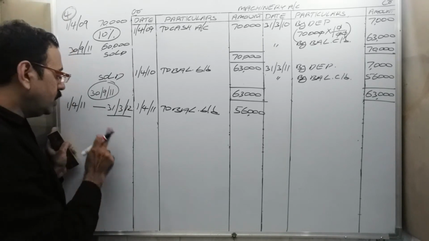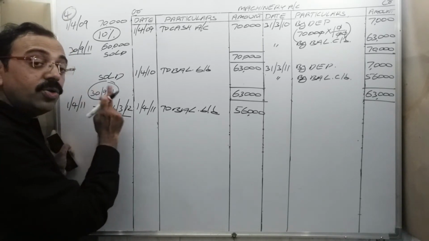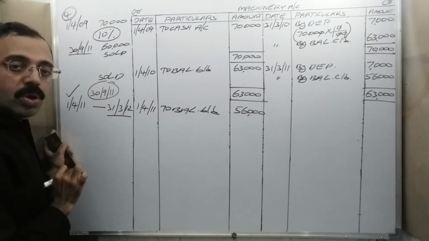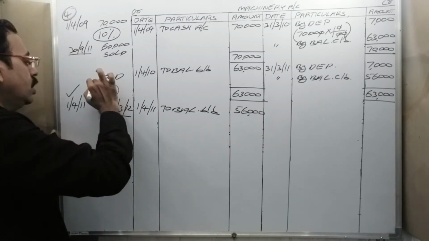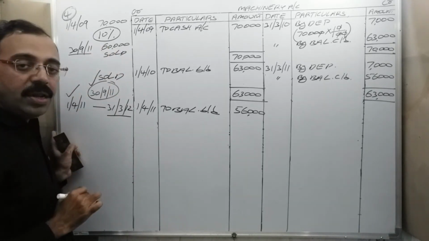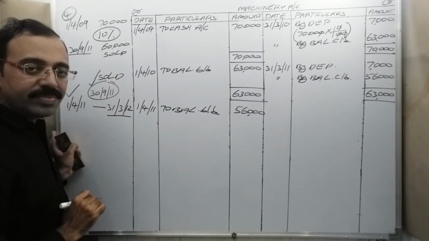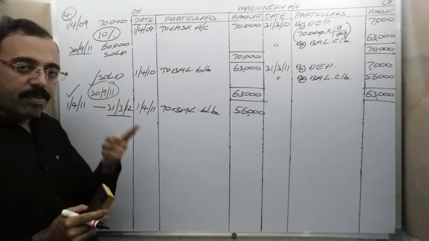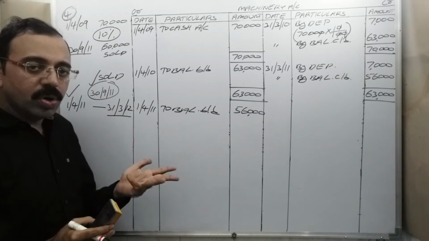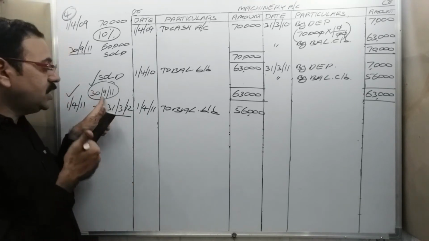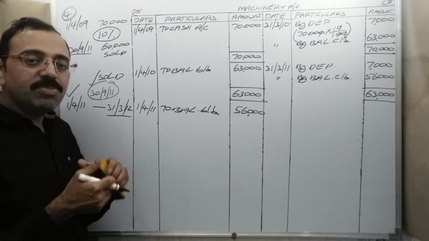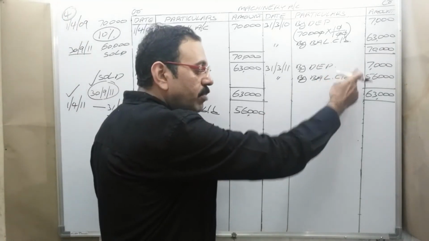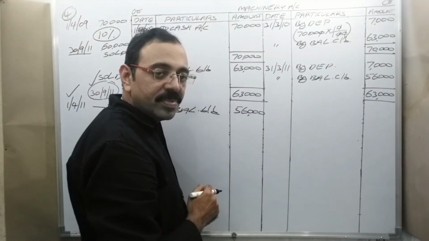Okay. So in the third year, from when to when did we use that asset? From 1st April 2011 to 30/9/2011. For how many months did we use it? April, May, June, July, August, September. Only for 6 months we used it. Therefore, we cannot take the same 7,000 rupees here.